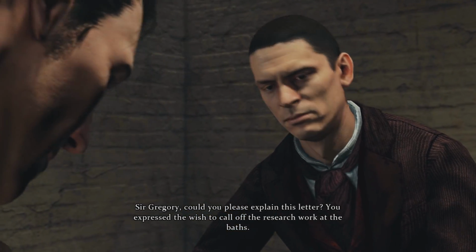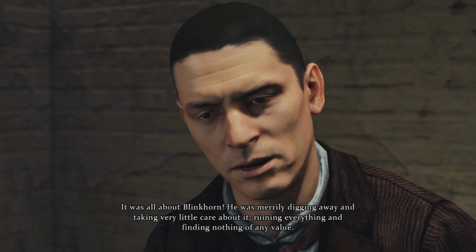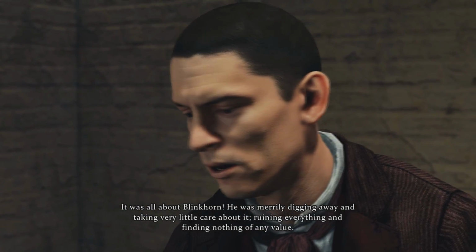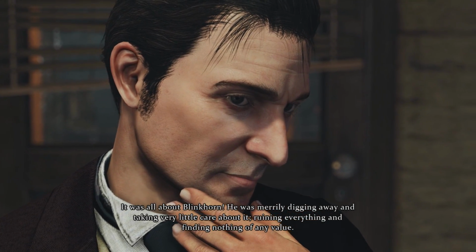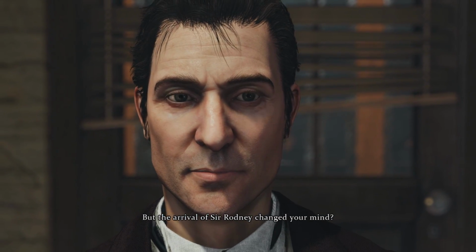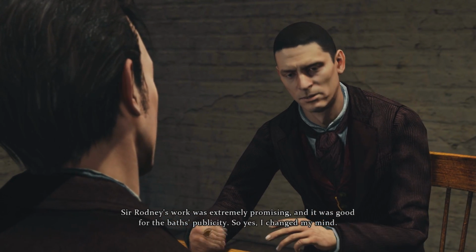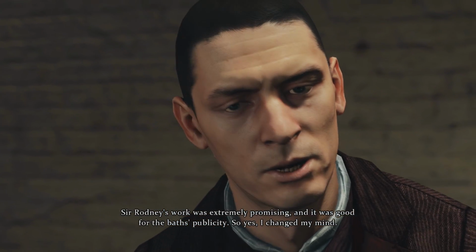You expressed the wish to call off the research work at the baths. It was all about Blinkhorn. He was merrily digging away and taking very little care about it, ruining everything and finding nothing of any value. But the arrival of Sir Rodney changed your mind? Sir Rodney's work was extremely promising, and it was good for the bath's publicity. So yes, I changed my mind.